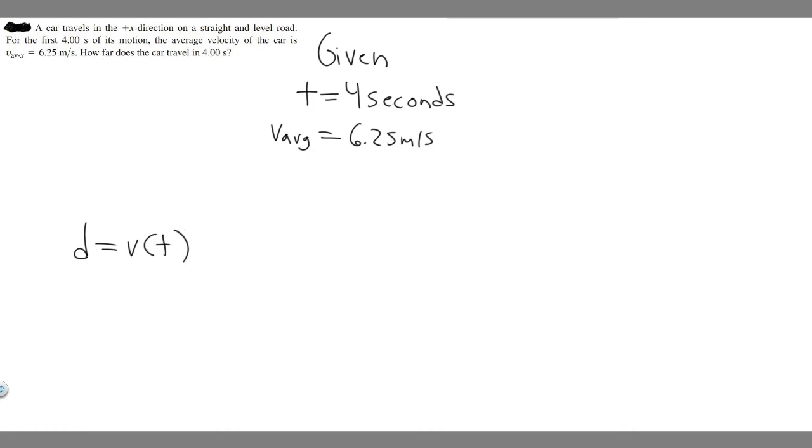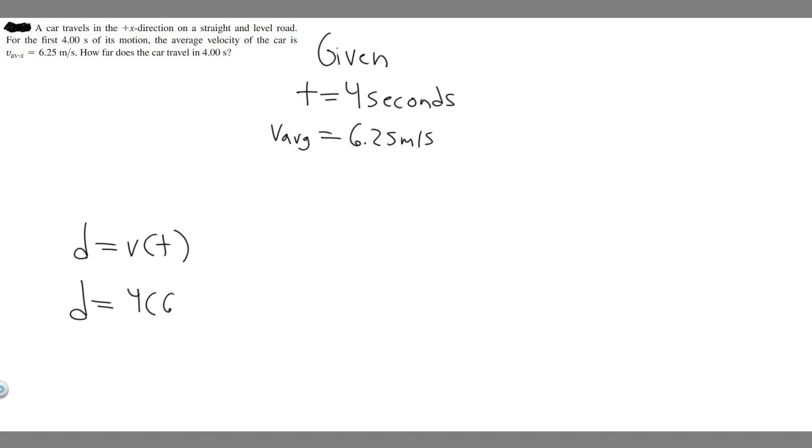travels. So you have to make sure though that your units are aligned. So if this is in meters per second, notice our time unit is seconds, and this has to be in seconds too. In this case it is, but in other cases they might not be. So make sure to convert them to the same units. So all we have to do is multiply 4 times 6.25 and we'll get how far it travels.